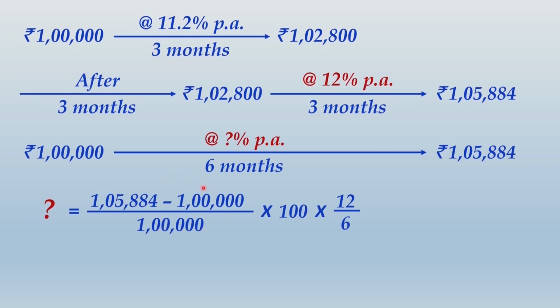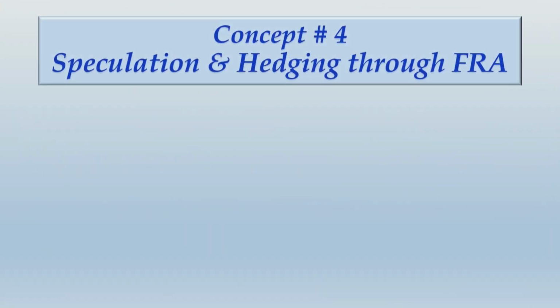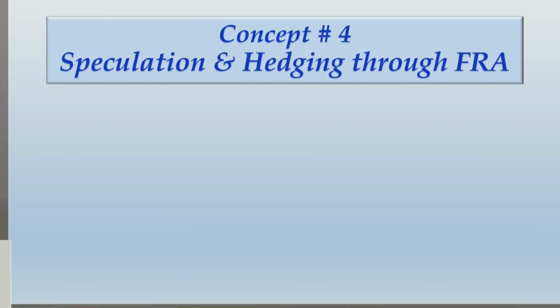And because this will be the interest for 6 months, to annualize it, in other words to convert it into a per annum rate, we multiply by the time factor of 12 by 6, and what we get is 11.768% per annum. Let us move ahead and now discuss concept number 4, that is speculation and hedging through FRA.